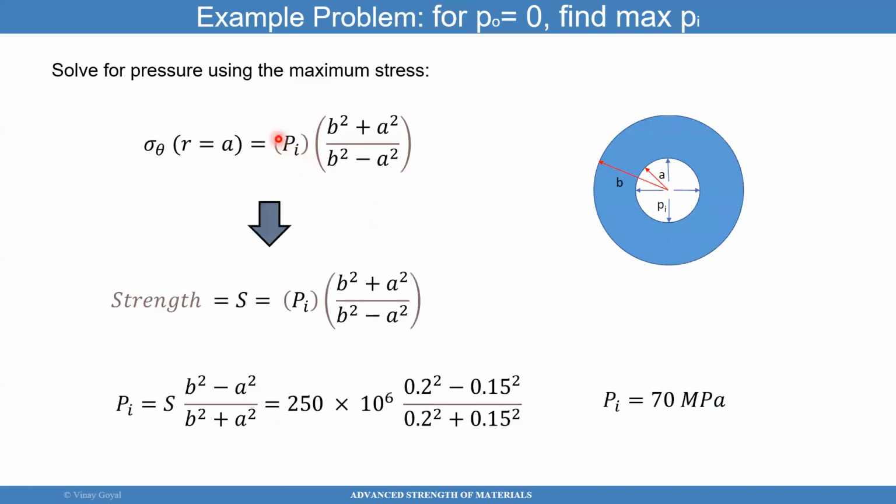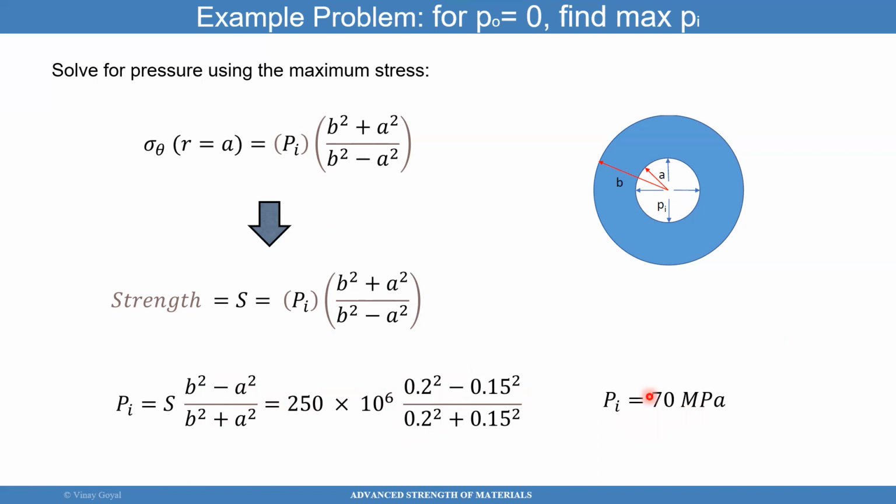So then what I'll do is say, okay, well, this is going to be then equal to the strength of the material. Guess what? I know b, I know a, and I know the strength. The problem statement gives it to me. So all I have to do is solve for the pressure. So pi equals S times this. The strength is 250 megapascals. b is known. a is known. Plug it in all, and you get the internal pressure of 70 megapascals.